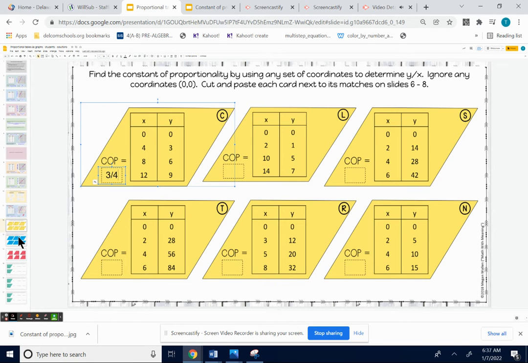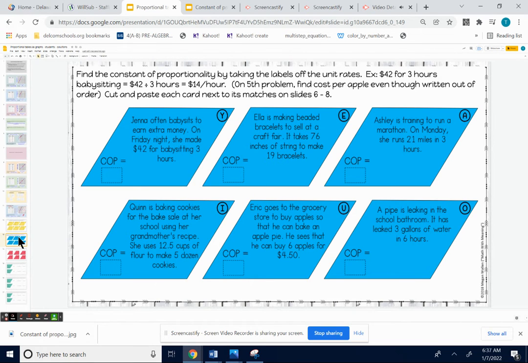Then you're going to do some statements. You're going to find the COP. Start out with unit rate. So for example, $42 for 3 hours of babysitting. If you want to know the unit rate, you would take dollars divided by hours. So you would take 42 divided by 3 to give you dollars per hour. I want to say that was 14. I'm pretty sure that was 14. But take 42 divided by 3.